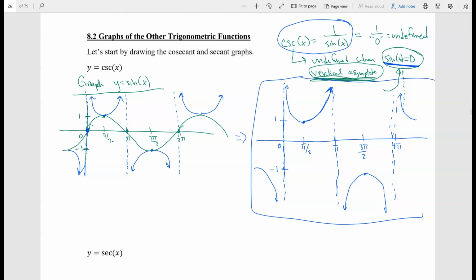Right now, we're not going to talk about the domain and the range yet. We're going to talk about it later. But right now, you can kind of see what exactly the cosecant curve is basically going to look like.